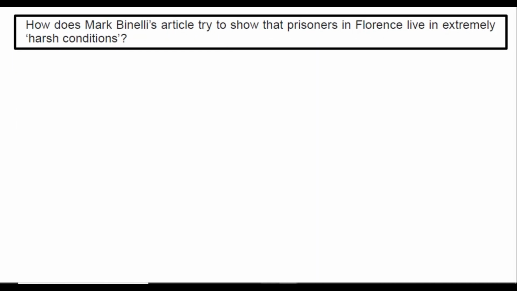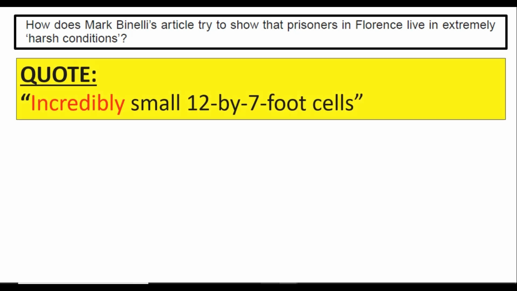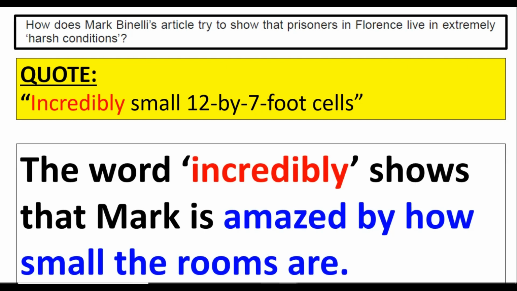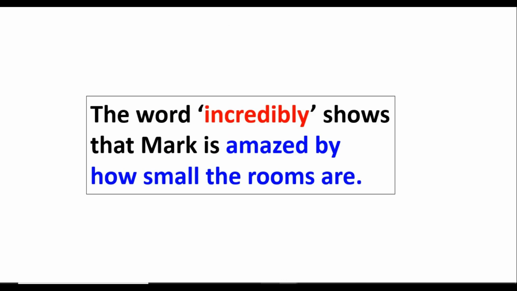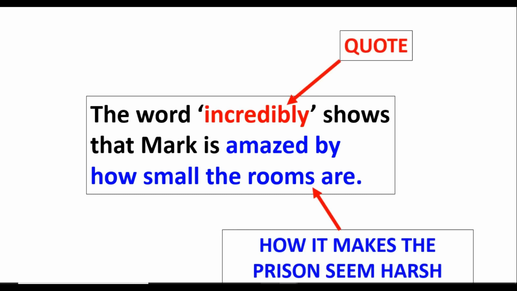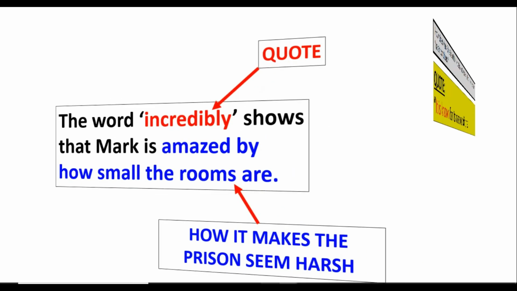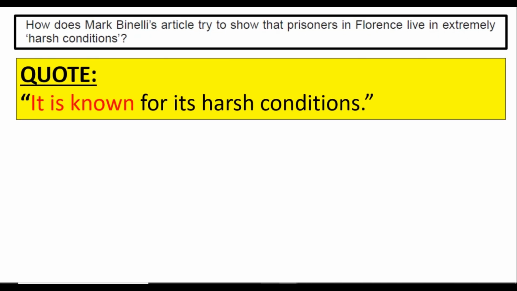Okay. So let's look at a few answers. How does Mark show the prisoners live in harsh conditions? My quote is incredibly small 12 by 7 foot cells. My answer is the word incredibly shows that Mark is amazed by how small the rooms are, because incredibly almost means it's something amazing, something marvellous. Okay, so there we go. The word incredibly shows that Mark is amazed by how small the rooms are. There's my quote, and that's my point where I'm going to say how it makes the prison seem harsh.